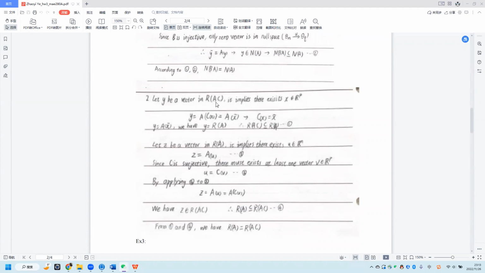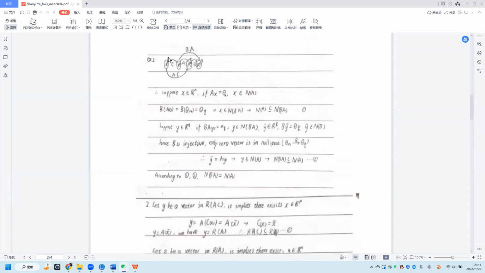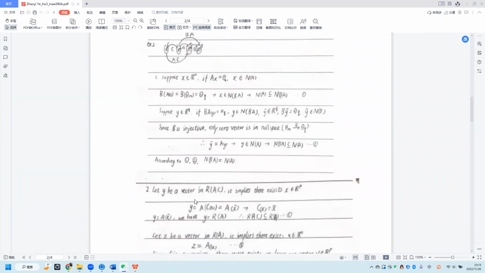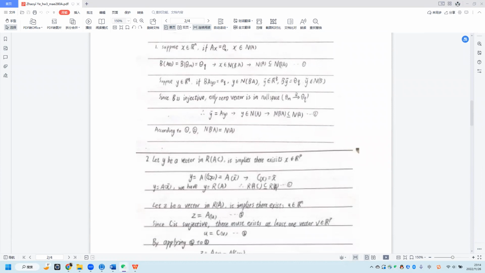We are required to show that the range of AC is equal to the range of A. So first, we suppose that there is a vector y that belongs to the range of AC, so there also exists a respective vector x in Rp, so that y = ACx, which we can also write as y = Ax hat, so that we can get Cx is x hat.